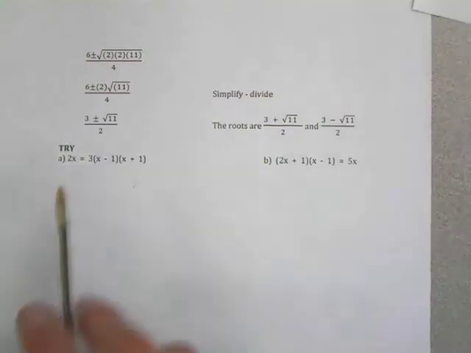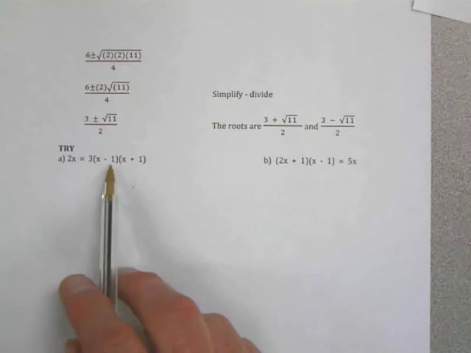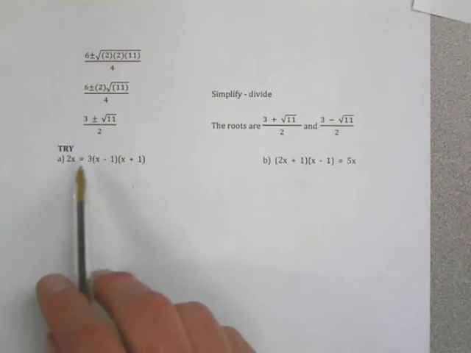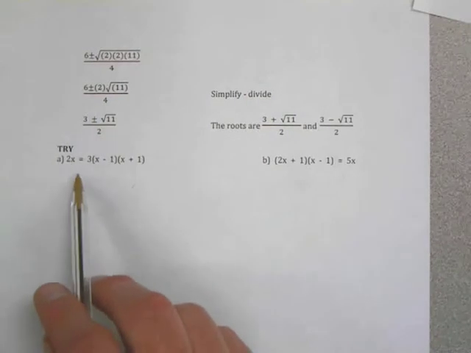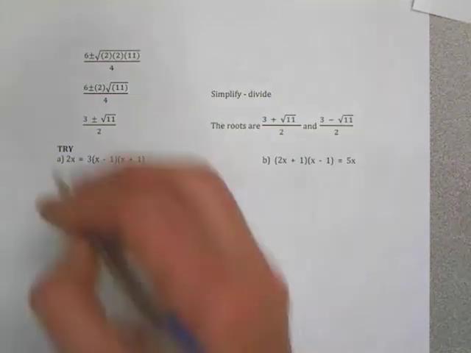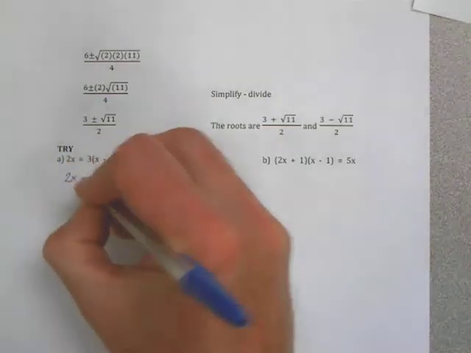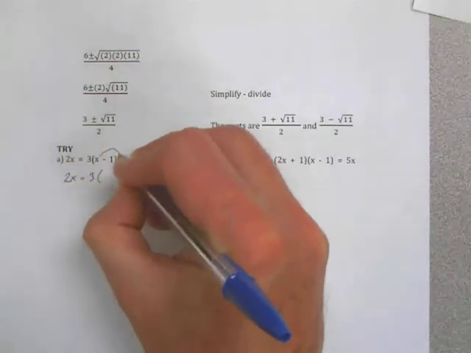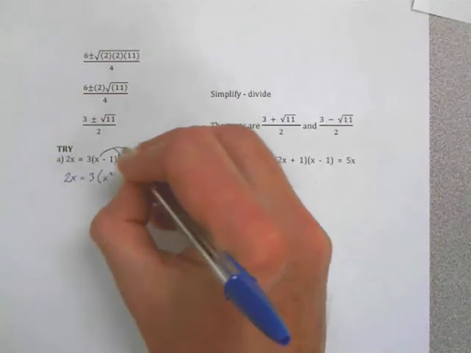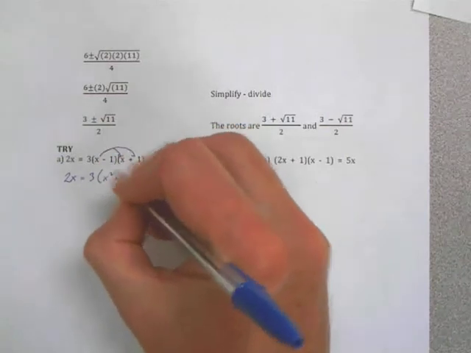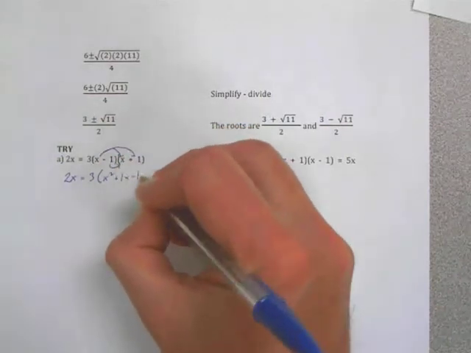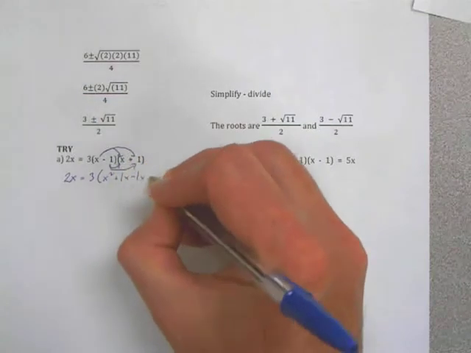Okay, so you should have finished these equations. So this is what you have to do. You have to get it into ax squared plus bx plus c equals 0. So 2x is equal to 3. x times x is x squared. x times 1 is plus 1x. Negative 1 times x is negative 1x, and negative 1 times 1 is negative 1.